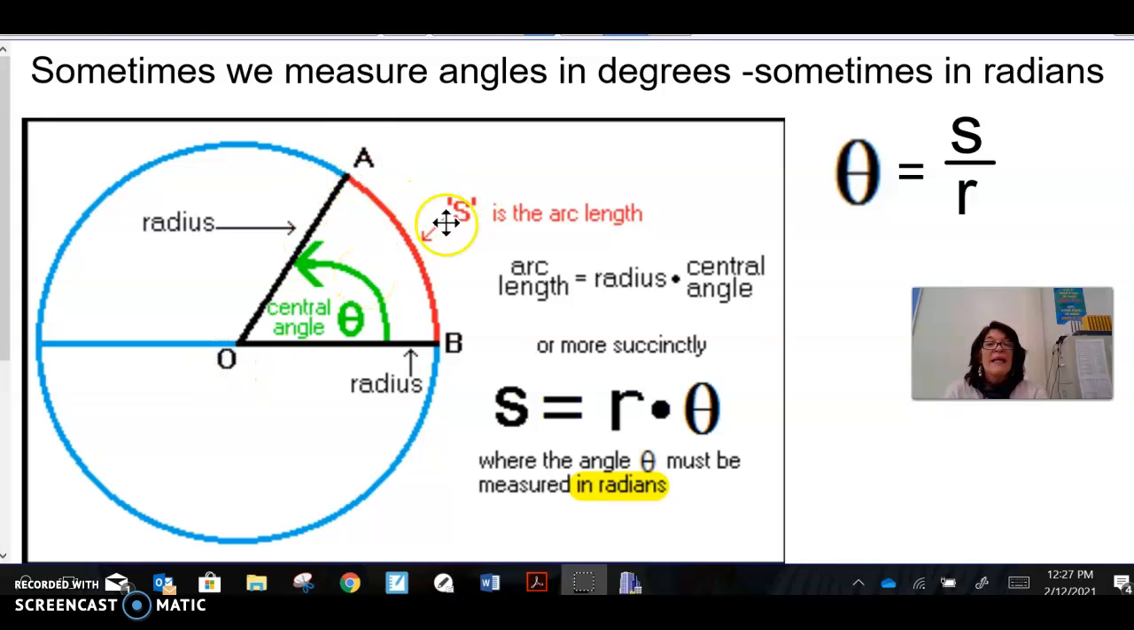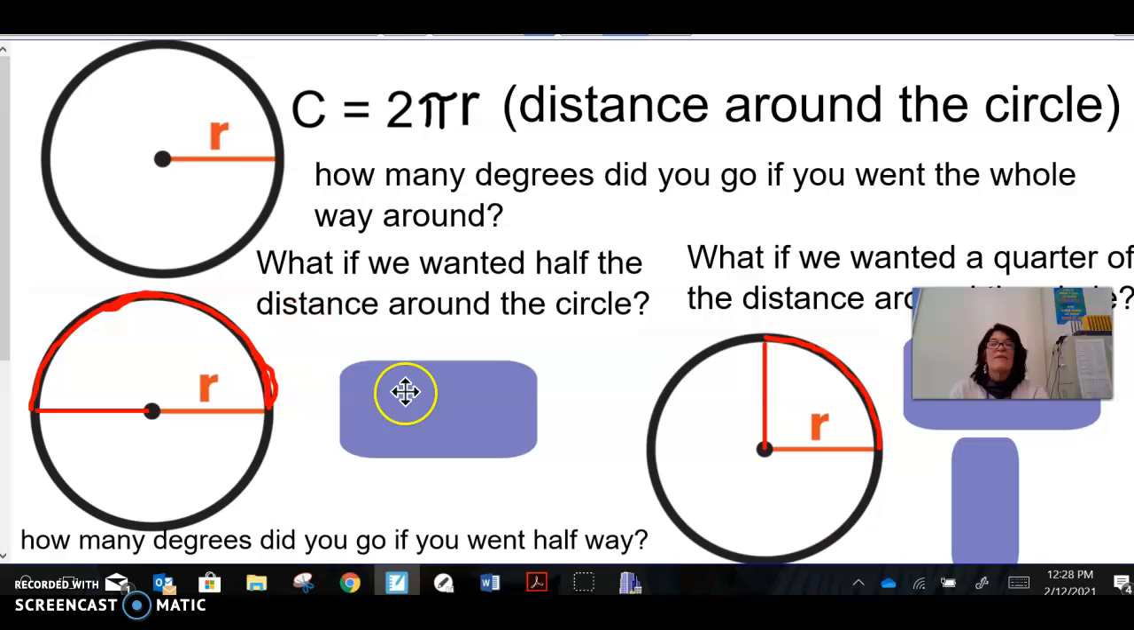Okay, we let S denote arc length. How far? That's this length. Theta is still the central angle. R is the radius of the circle that we happen to be using. So this radian measure, a radian is the angle's arc length divided by the radius. It's a ratio of the arc length divided by the radius. Let me just try to help you visualize this a little bit. We'll come back to that, okay?